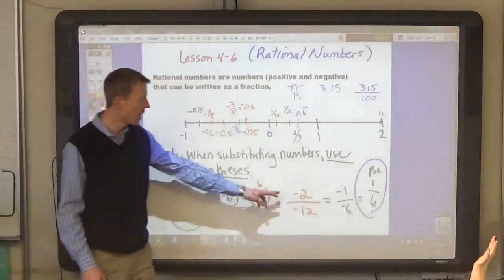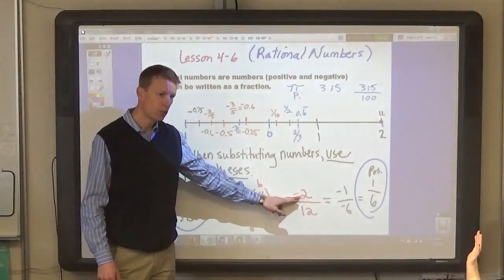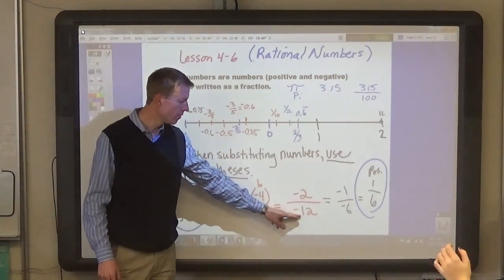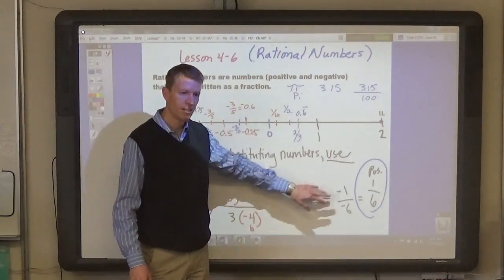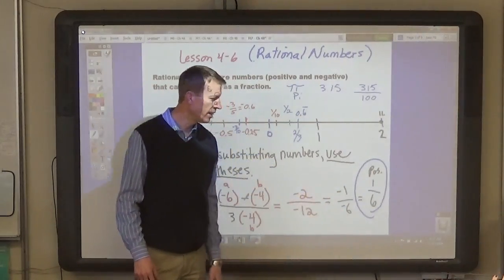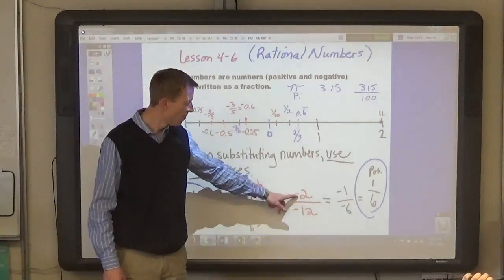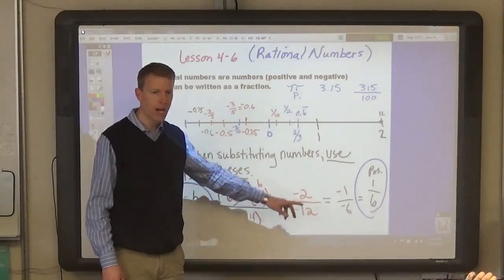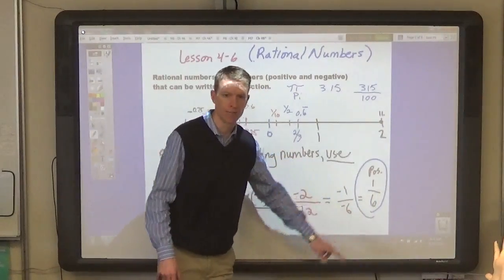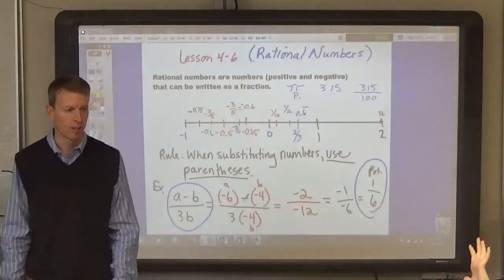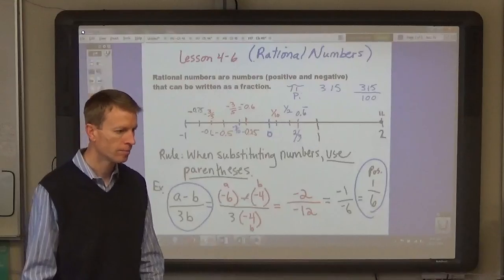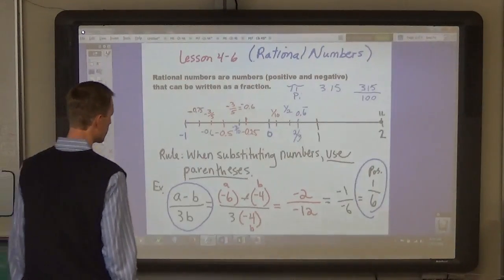Then you have to simplify that. Negative 2 over negative 12 is negative 1 over negative 6. Or, if you factor out the negatives too, since negative divided by negative is positive, you end up with positive 1/6. Okay?